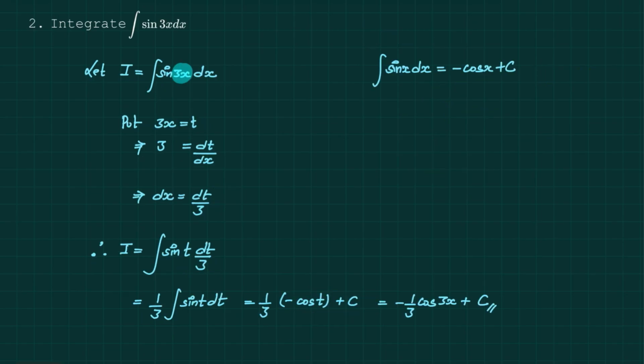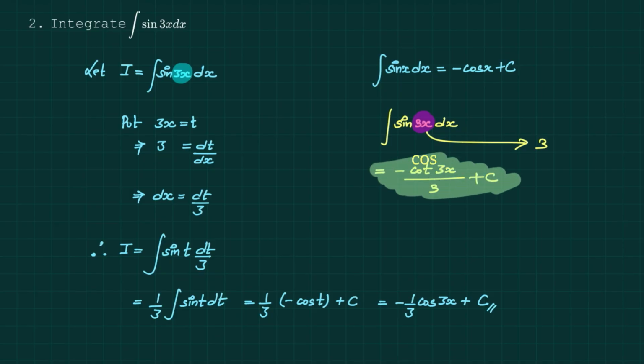Similarly, in question number 2, we had integration of sine 3x dx. Instead of x, there was 3x, and this 3x is a linear polynomial. So for a while, let us think of this 3x as simply x. So integration of sine x dx will be minus cos x, but we have to divide the answer by the derivative of 3x, and the derivative of 3x is 3. So here we will divide by 3 plus c, and you can check the answer.